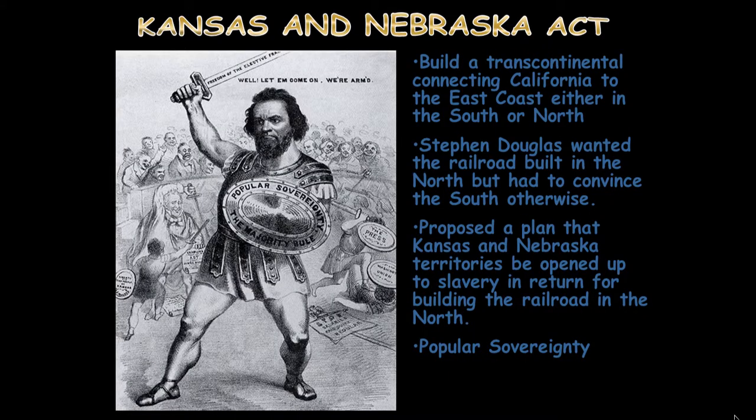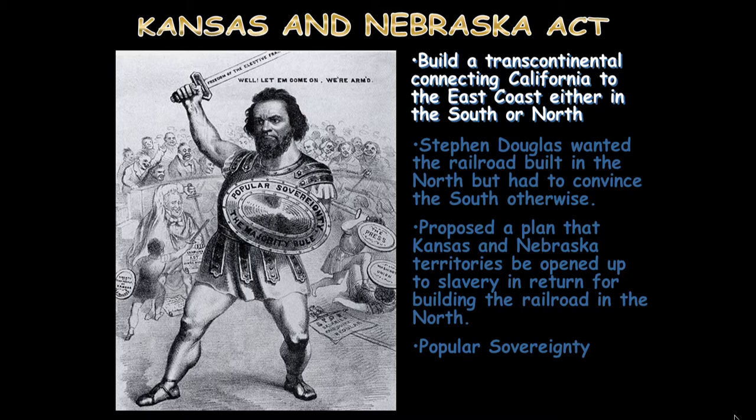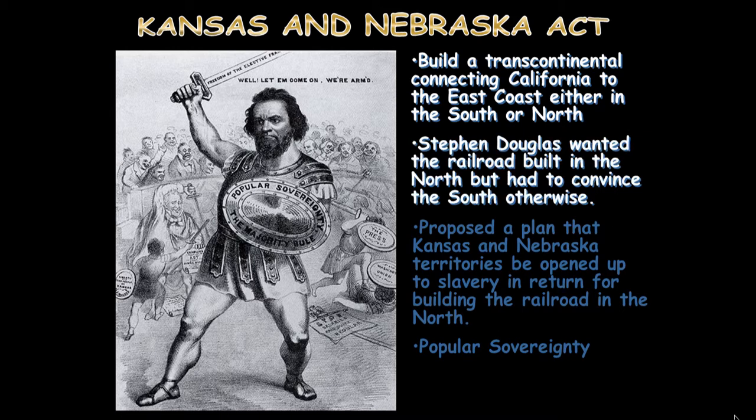So, the rest of the Louisiana Territory needs to get organized, and this is where the Kansas-Nebraska Act comes in. The reason it needs to be organized and figured out is that Stephen Douglas is very much involved with Chicago as the hub. He's from Chicago, and wants to build a transcontinental railroad connecting California to the East Coast, either in the south or north. He'd prefer to have it go through either the Nebraska or Kansas territory. He wanted it built in the north, but had to convince the south otherwise.